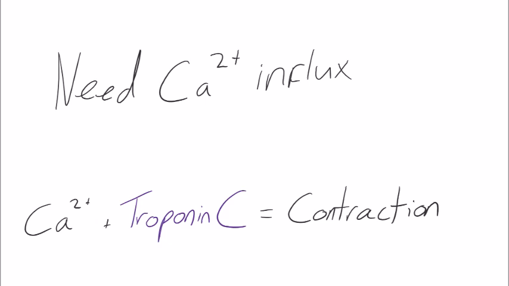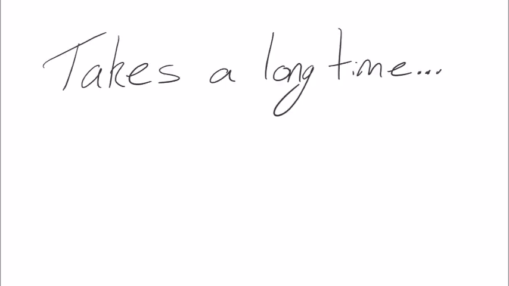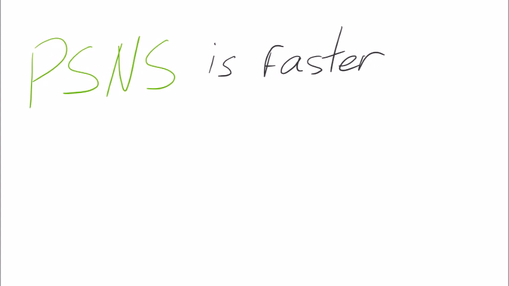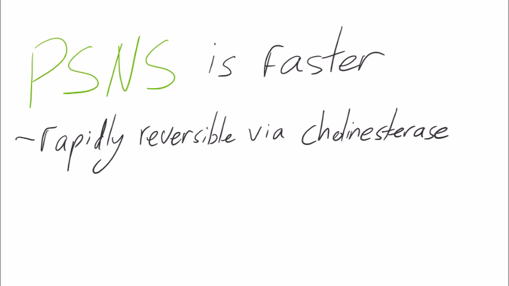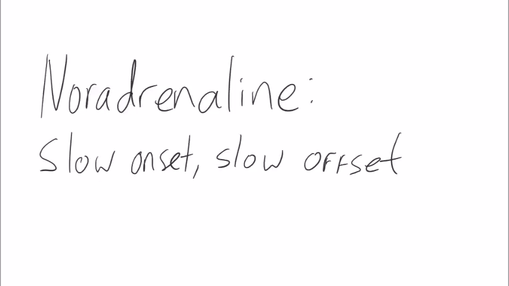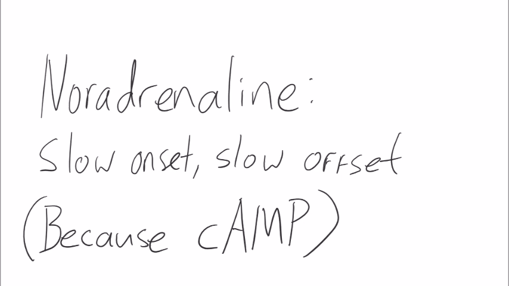However, this process is quite slow. The L-type calcium channels are called slow leak channels for a reason. Conversely, the parasympathetic nervous system can exert its effects to rapidly decrease heart rate much faster than the sympathetic nervous system can. The parasympathetic nervous system is also rapidly reversible if it needs to be, due to a very high concentration of cholinesterase enzymes in the myocardium to break down the acetylcholine neurotransmitter used, while the sympathetic nervous system's noradrenaline is slower onset, but also longer lasting due to the cyclic AMP-based second messenger system.